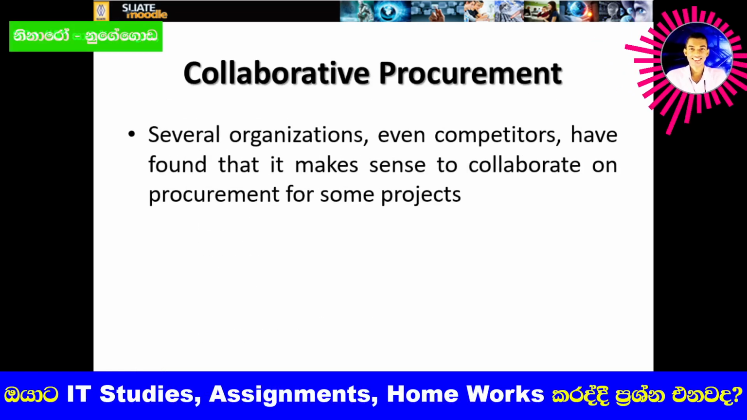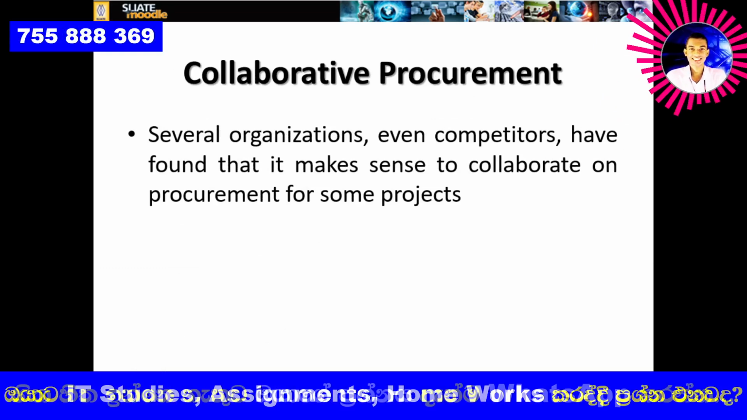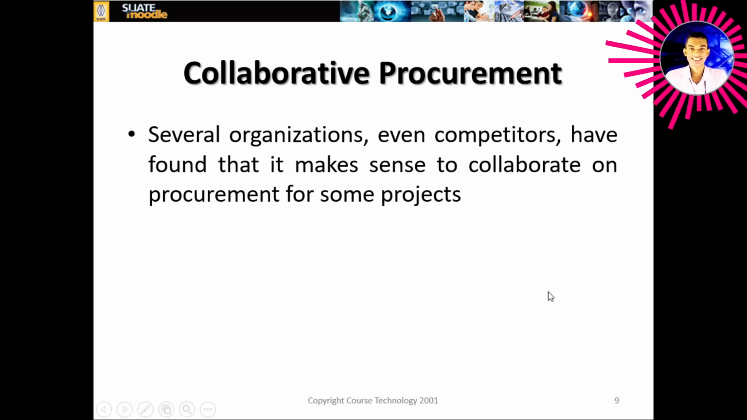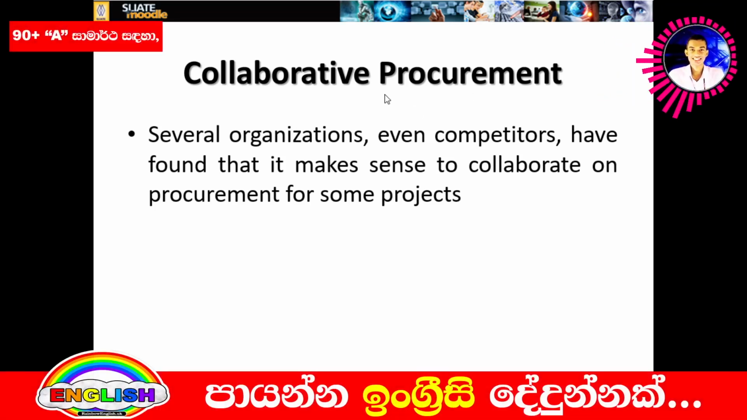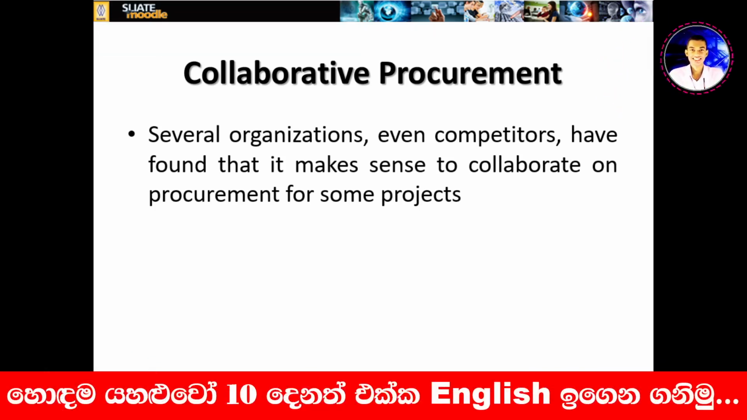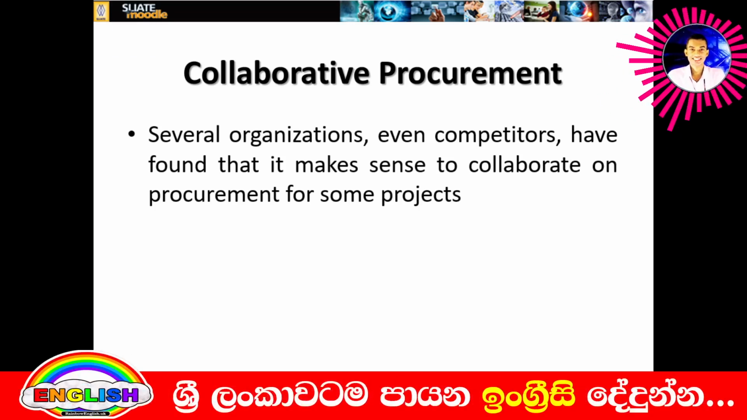Then after, we can also consider collaborative procurement. I'll give you another example, another definition related to collaborative procurement. You can take this down. Collaborative procurement is the practice of multiple organizations coming together to order the common goods and services they share.